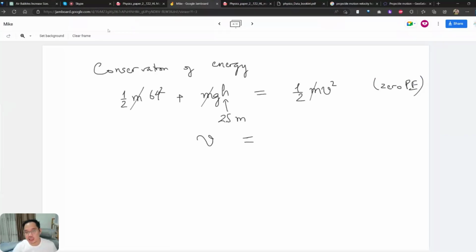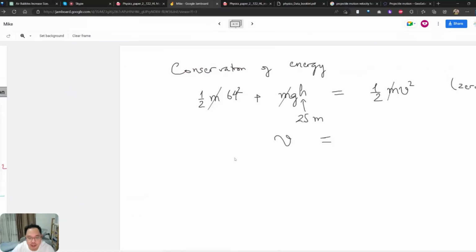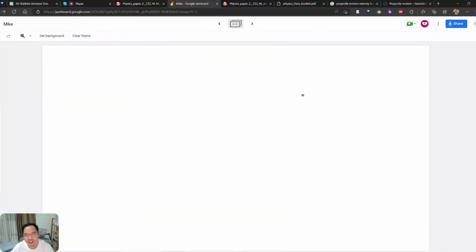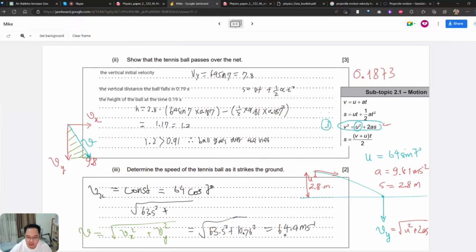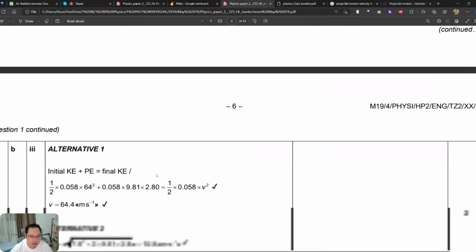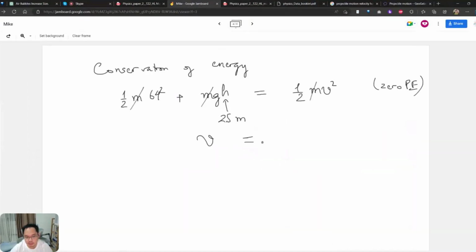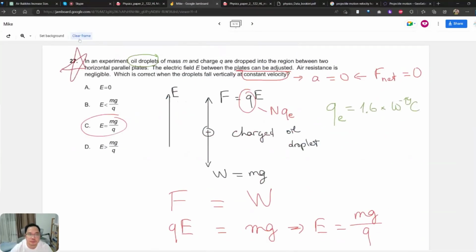Wow, this is a lot faster and easier to understand compared to this way, huh? Do the second one on the next page here. I erased it, but I already solved it. Here, 64.4. Show the details of the work. Anyway, there's a second way here. You can check it later. You get the same velocity.